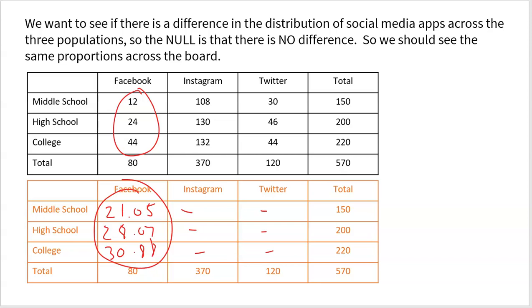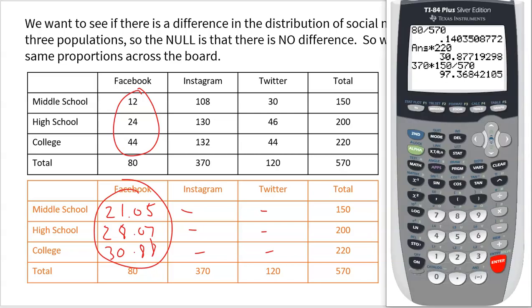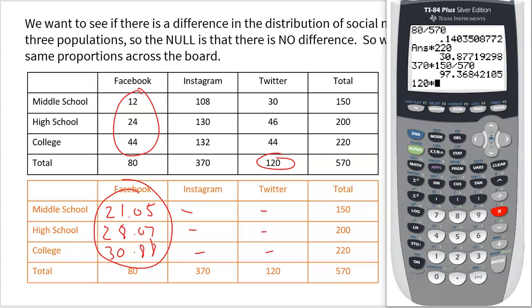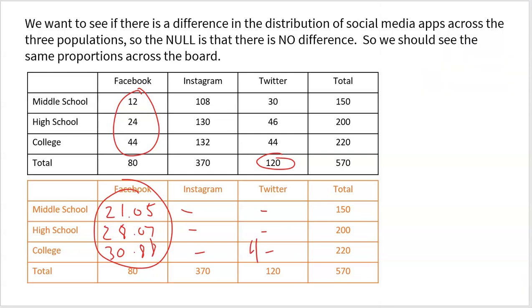So again, let's just do one more. Just want to make sure everybody's on the same page here. So college students who use Twitter. So that's going to be 120. That was the column total, times the row total of 220 divided by 570. And I get 46.31. Sorry for my messy handwriting. So again, what you might notice there is that college kids that use Twitter is actually pretty close. The observed value was pretty close with the expected.